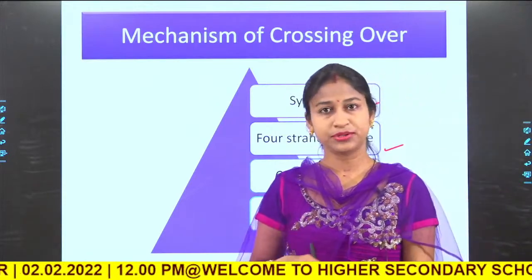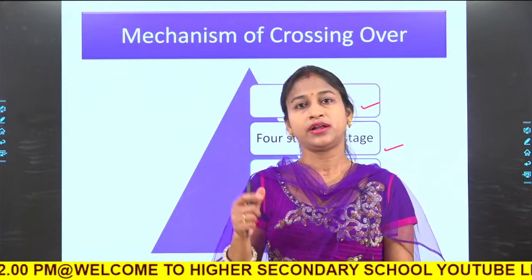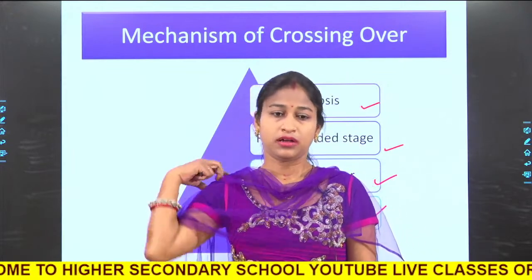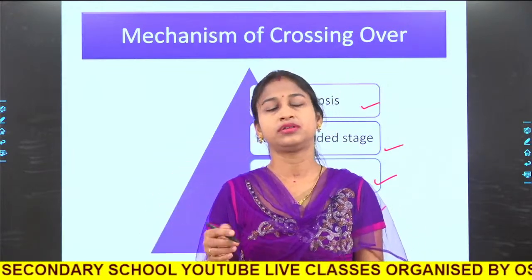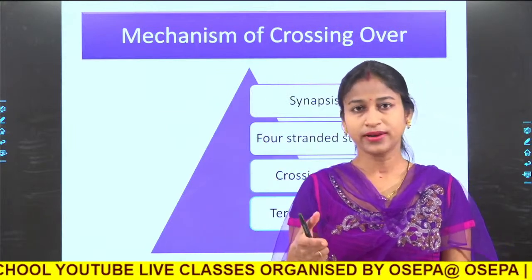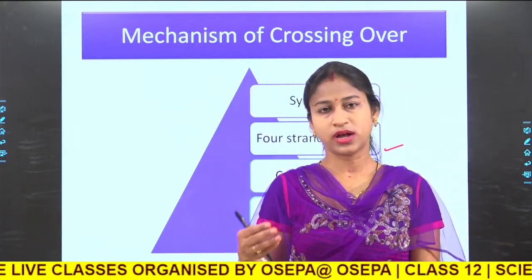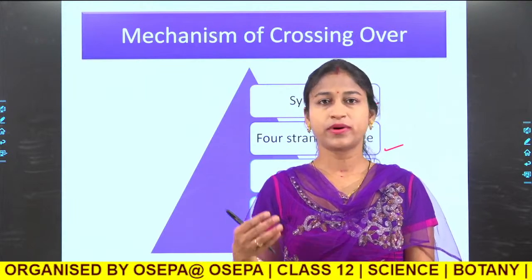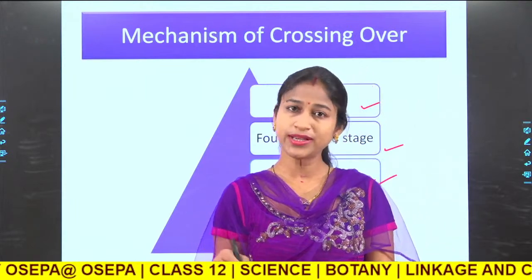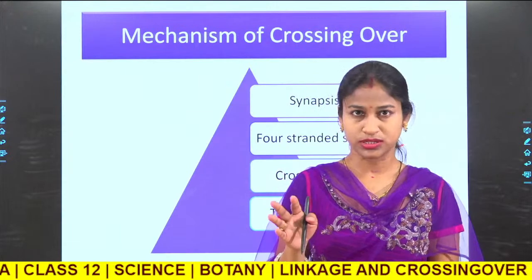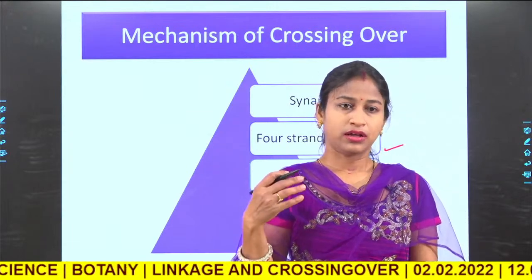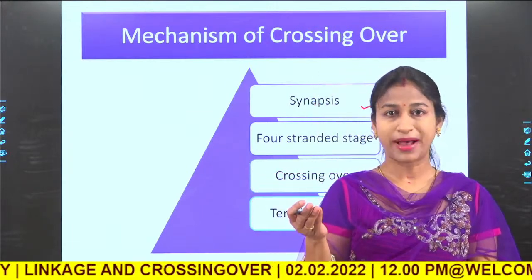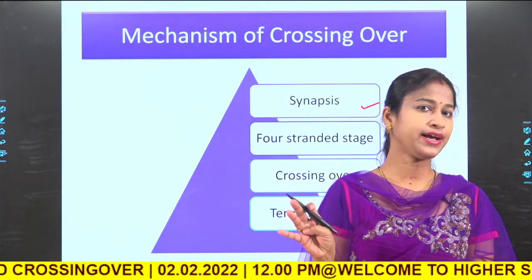In the cell divisional process, or in meiosis, the first phase is karyokinesis, or the first phase is prophase 1, then metaphase 1, anaphase 1 and telophase 1. In prophase 1 we have 5 substages. What are these? These are leptotene, zygotene, pachytene, diplotene and diakinesis.